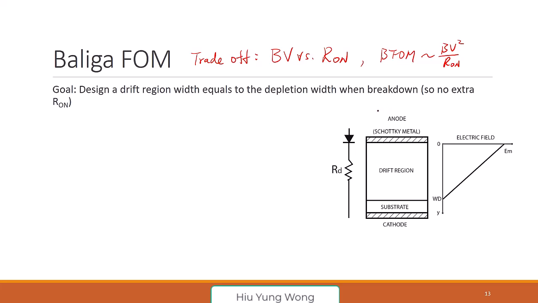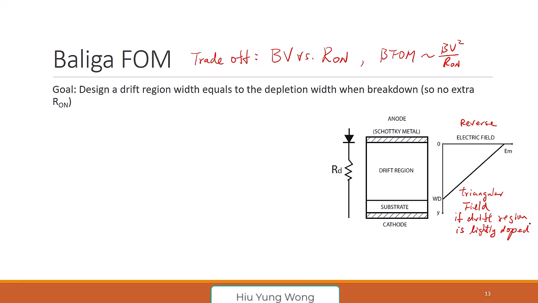Now let's see why this is the case. Let's just look at a Schottky diode. In this Schottky diode, this is in reverse bias. At reverse bias, you actually have a triangular electric field, if the drift region is lightly doped. I assume you know about this already.